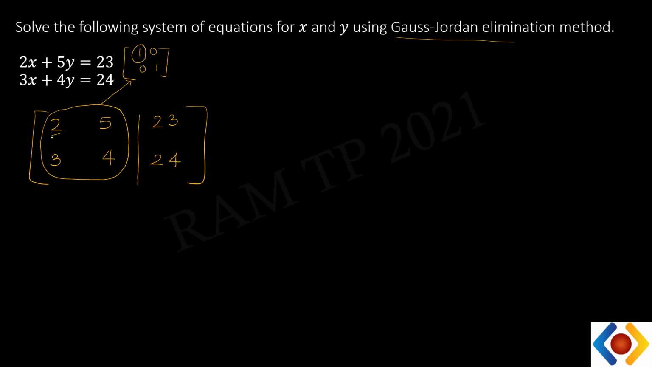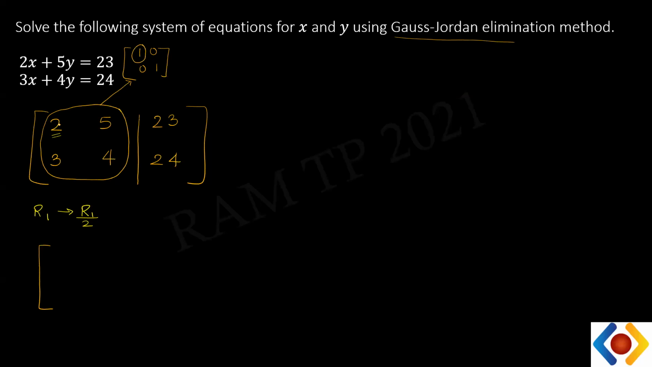Divide by 2. Very good. So we write R1 is equal to R1 divided by 2, or multiply by 1 by 2. Fine. Okay. Let's perform this operation and then what do we get? So we are changing the first row.